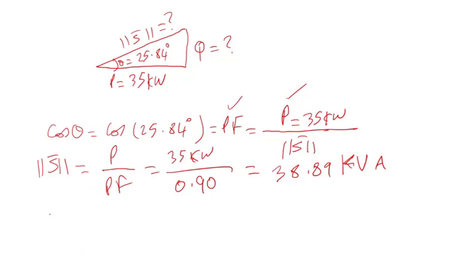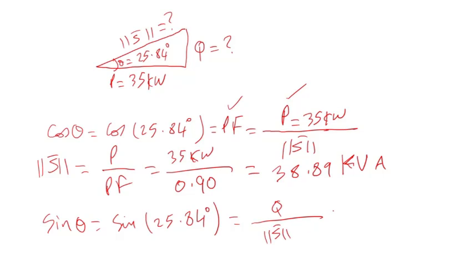And I can do trig, so sine theta is equal to sine of 25.84 degrees. From this little sketch here, the sine of theta is Q divided by S. So I calculated S. So Q is equal to S times sine of 25.84 degrees, which means Q is equal to 16.96 kilovar, or kvar.